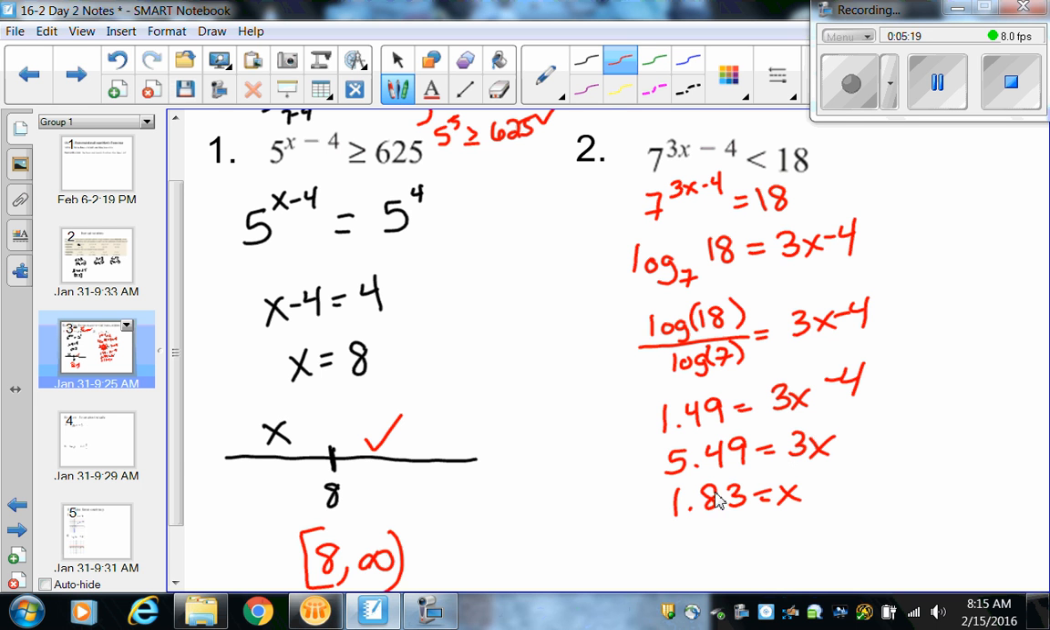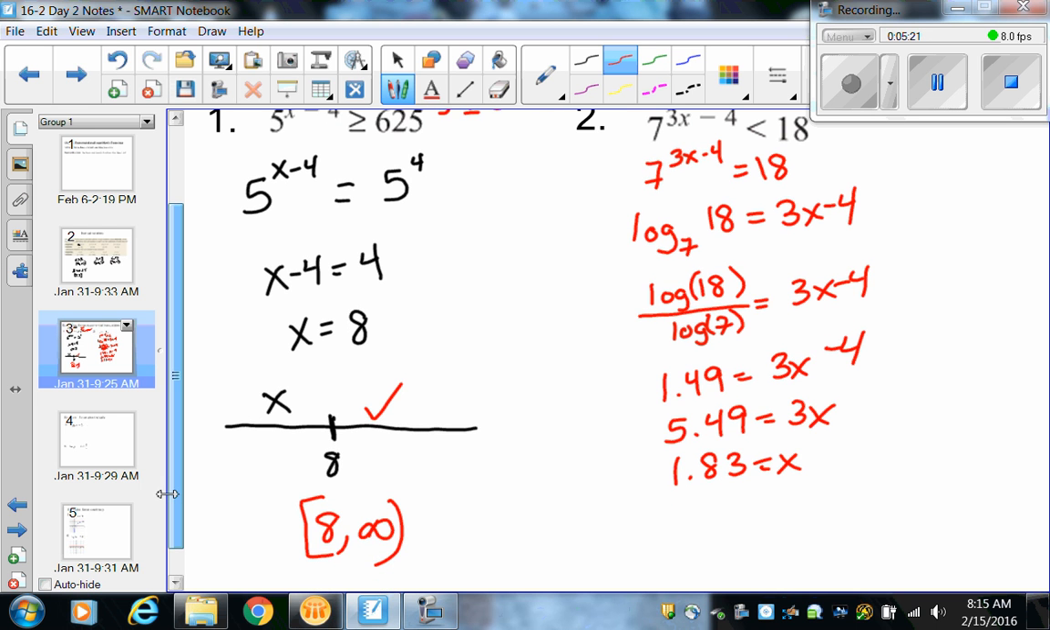Now again, this is not my final answer. That just gives me the number I need for my number line. If I pick a number less than 1.83, 0 would be an easy number to plug in. So 3 times 0 would be 0, minus 4 would be negative 4. So is 7 to the negative 4th less than 18? Yes.